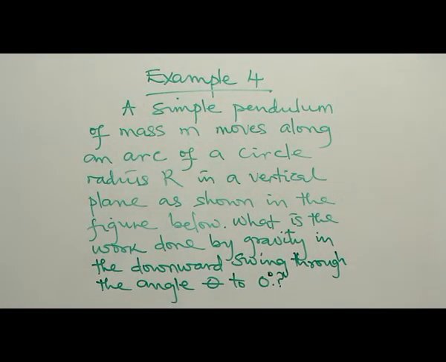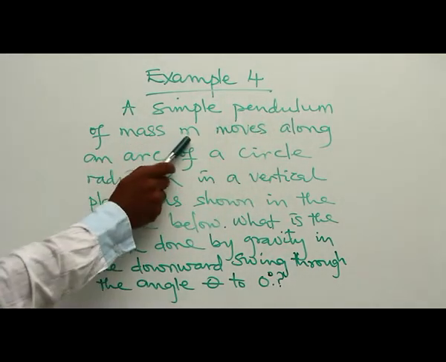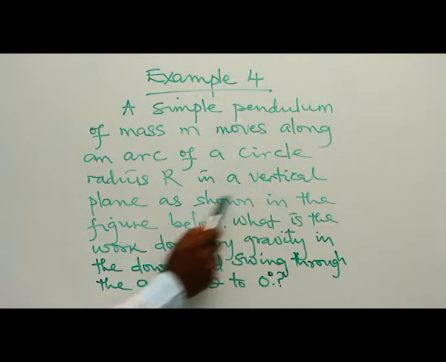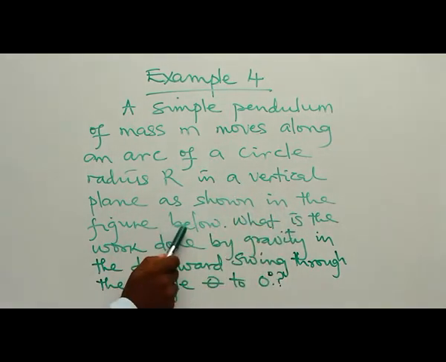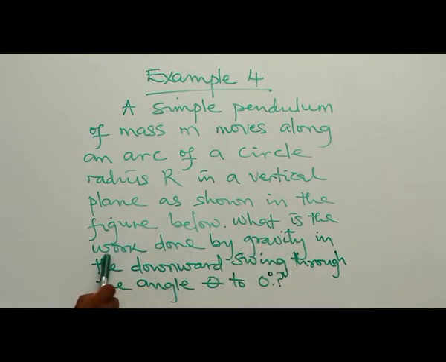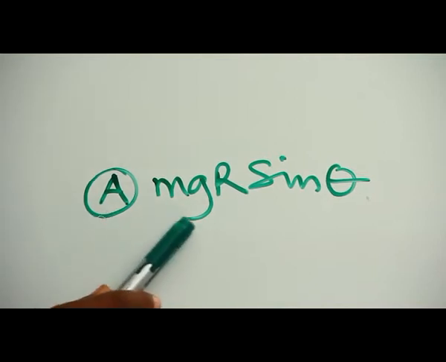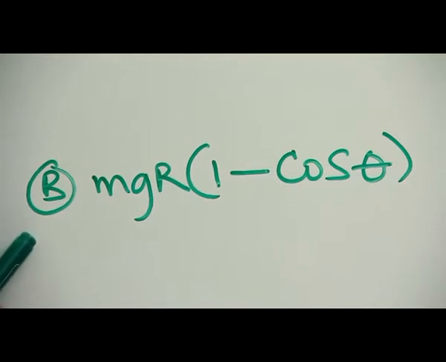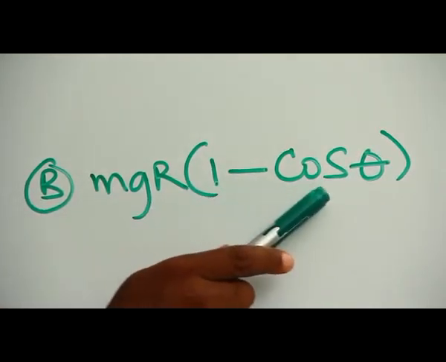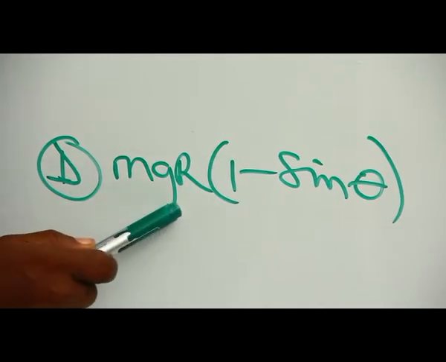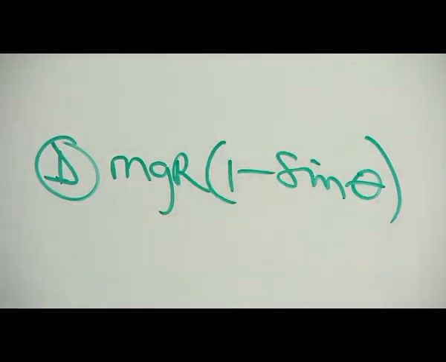Example 4. A simple pendulum of mass m moves along an arc of a circle of radius r in a vertical plane, as shown in the figure below. What is the work done by gravity in the downward swing through the angle theta to 0 degrees? Option A, mgr sine theta. B, mgr bracket 1 minus cos theta. C, mgr. D, mgr bracket 1 plus sine theta bracket close.